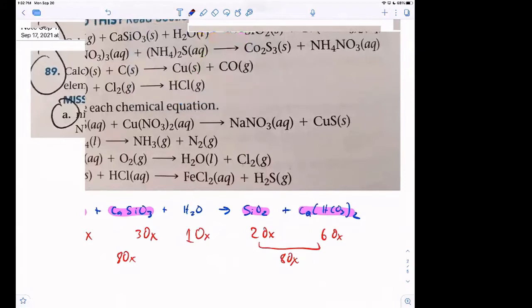Fine. It's going to be 2CO2 gas plus calcium silicate solid plus liquid water yields silicon dioxide solid plus calcium bicarbonate aqueous, like that. That's if you were to input that into Mastering, you'd have to do it that way. So I do have the sloppy chemistry shorthand.